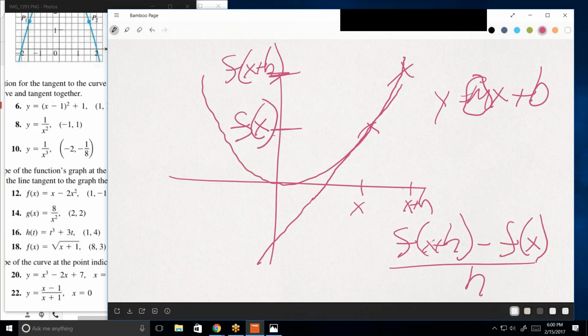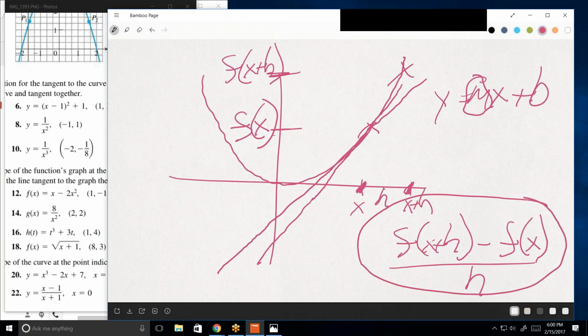And the whole point is, this is h right there. Well, we want this point here to get closer to that point there. So we're going to let h go to 0. And then we will have a tangent line, and we'll be able to figure out the exact slope of that tangent line. So that's where this thing comes from, this drawing.